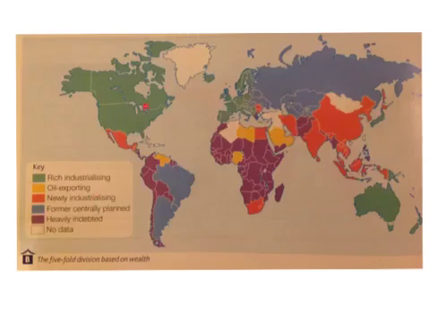So, number 1, the rich industrialising countries. You can see it incorporates North America, so USA and Canada, Western Europe, you can see, Australia, and New Zealand down here. Now the UK will be classed as a rich industrialising country. We are still wealthy, but our manufacturing industry has declined over recent years.